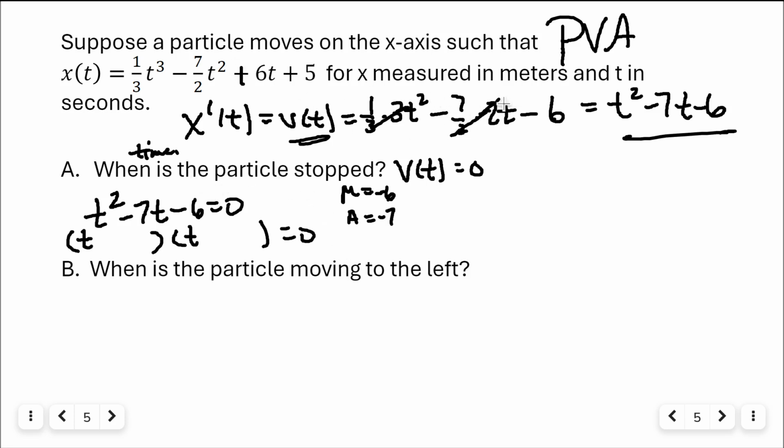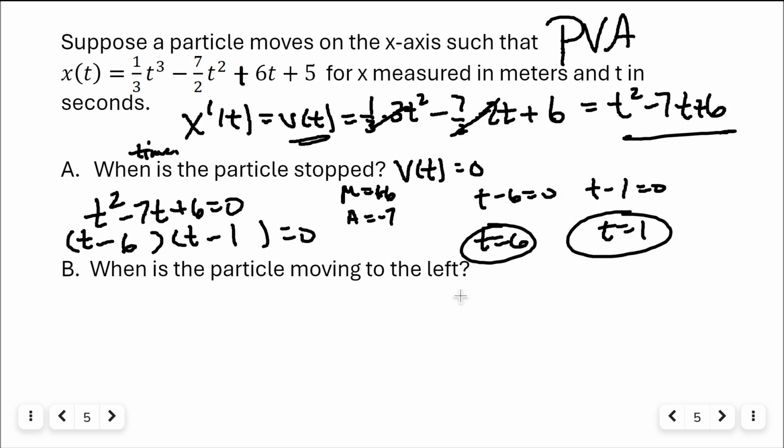Sorry. Make that a plus, make that a plus, make that a plus. There we go. Now they've got to multiply to be positive 6 and add up to negative 7. Well, that I can do. Make them both negative. Then I'm going to split them and solve them both. So t minus 6 equals 0, t minus 1 equals 0. So t equals 6 and t equals 1. These are the two times when the particle stopped.